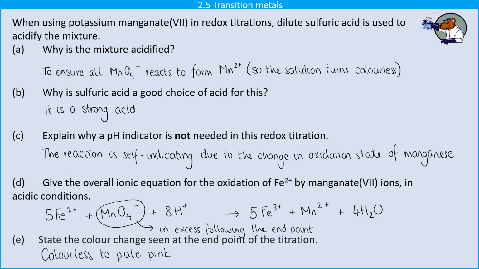But what you have to remember is that prior to the end point, there is still some iron 2+ left over. So every manganate ion that comes out of your burette and goes into that conical flask is immediately reacting with some iron 2+ and being changed into manganese, so it's disappearing. After the end point, there's no more iron 2+ left, so there's an excess of manganate ions, and that's when we start to see the colour change. So even though the manganate is a reactant on the left-hand side of the ionic equation, what we're interested in, the end point, is after this equation has run its course.